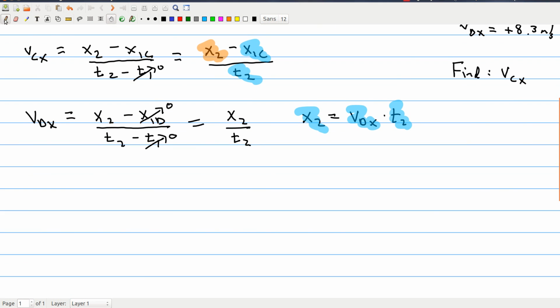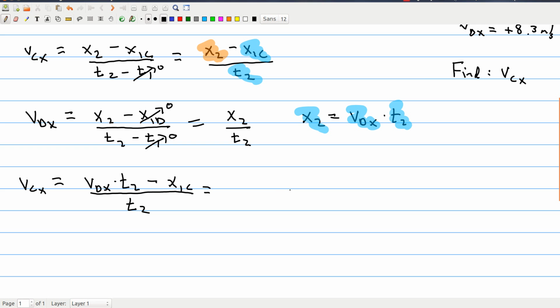So let's do that. I've got the velocity of the cat in the x direction is equal to x2, which I'm now going to write as the dog's velocity in the x, times T2 minus x1c. That's where the cat started, divided by T2.